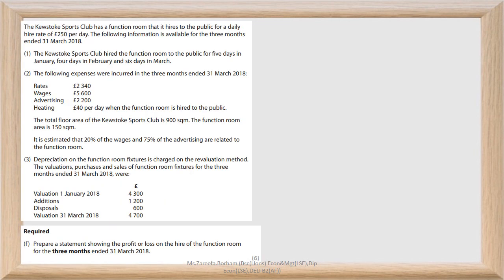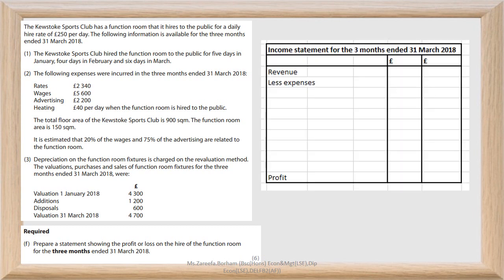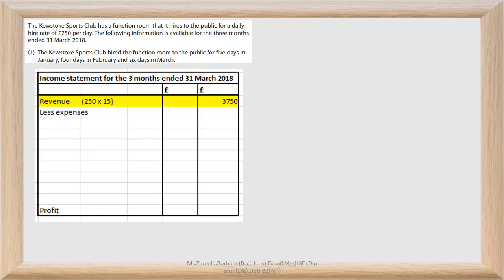The next part of the question asks us to prepare a statement showing the profit or loss on the hire of the function room for 3 months ended 31st March 2018. So, to do this question, let us draw the income statement for the function room. In this case, it is a service sector business, so there will be no inventories or purchase details. Now, start entering the figures.